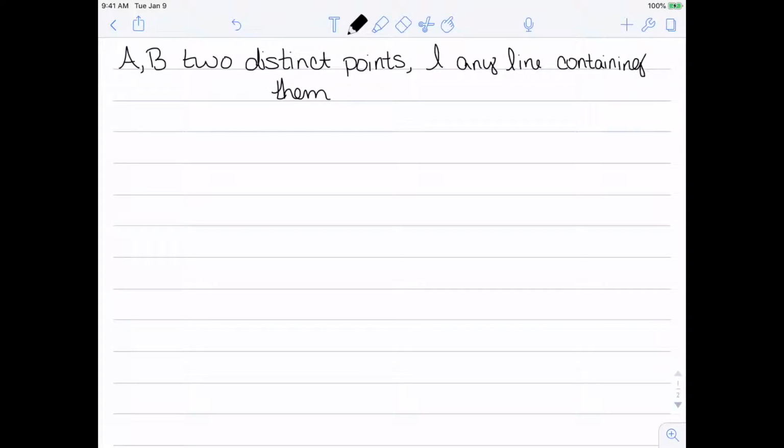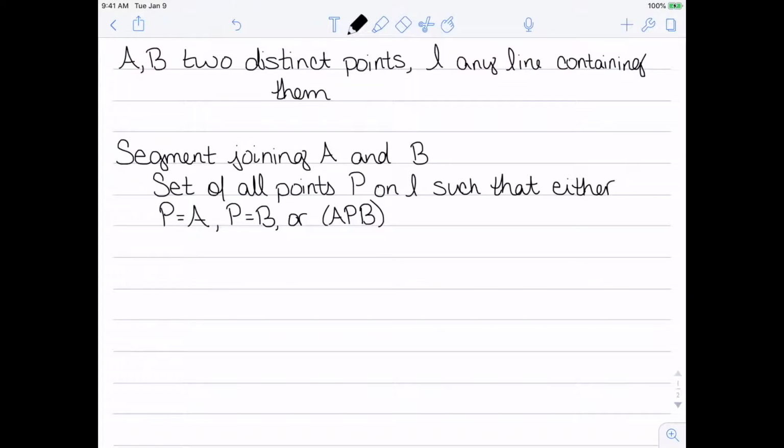We'll now look at the idea behind segments and rays. We're going to start with 2 points, A and B, that are distinct, and L is going to be any line that contains them. We're going to start by defining the segment joining A and B. So the segment is the set of all the points on the line such that either P is equal to A, P is equal to B, or A, P, B. So A is part of the segment, B is part of the segment, and all of the points between them are part of the segment.